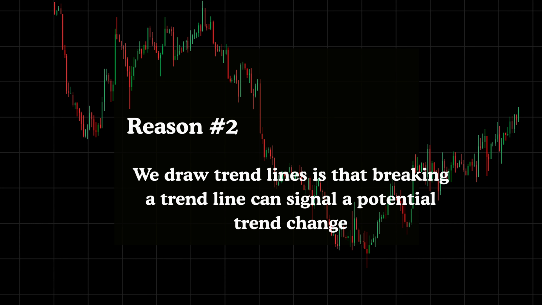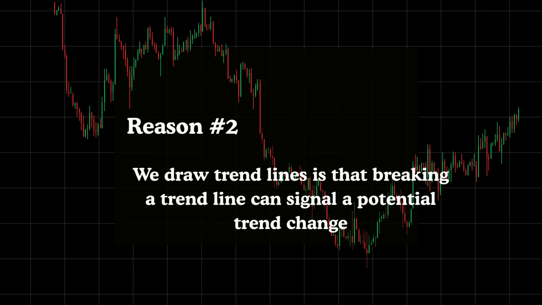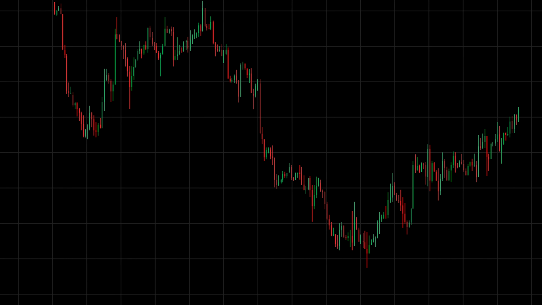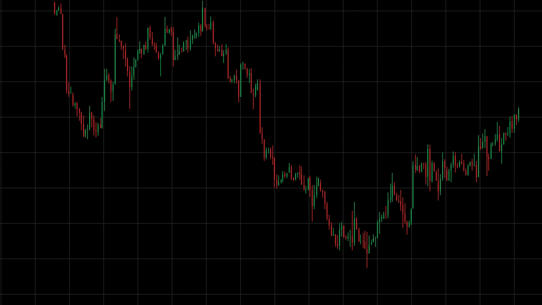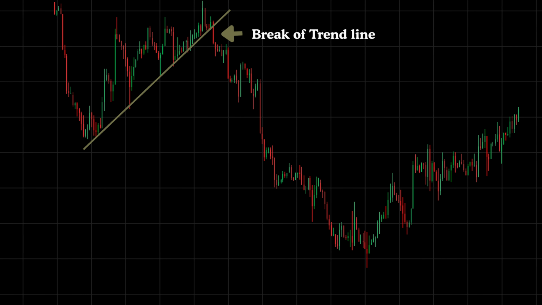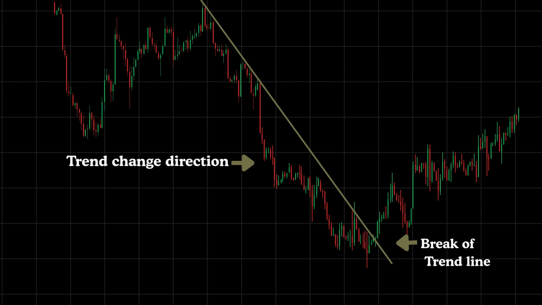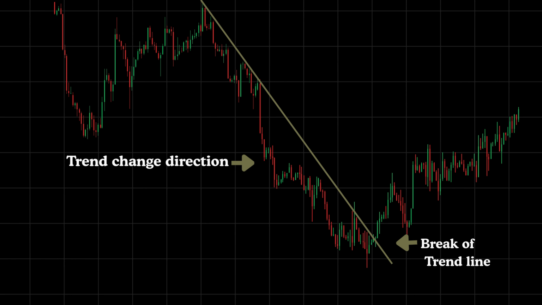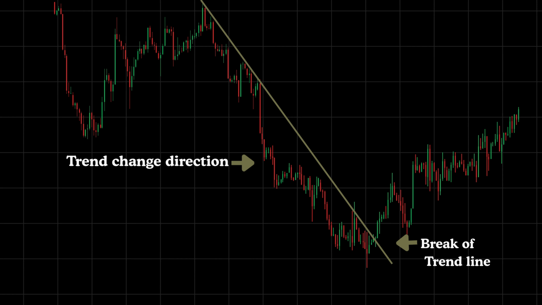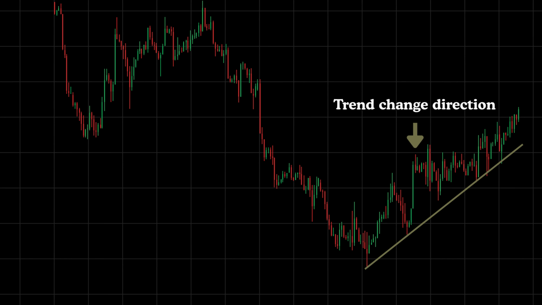in this video. The second reason we draw trend lines is that breaking a trend line can signal a potential trend change. For example, at the top, we had an uptrend for a while with our trend line placed along the bottom. Once the price broke this trend line, it shifted from an uptrend to a downtrend. Again, once the downtrend began, we placed a trend line above the swing highs, and when the price broke this line, it shifted from a downtrend to an uptrend.